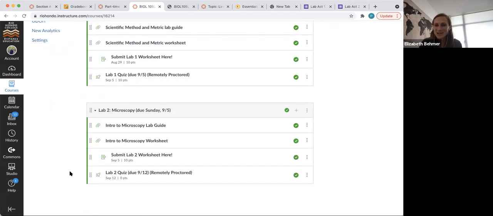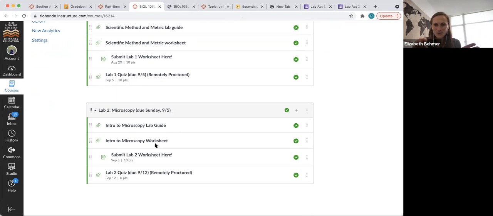Today is all on microscopes. Just like last week, there's a lab guide and a worksheet. If you can open up both at the same time, or go back and forth between the two, your lab guide will guide you through the questions on the worksheet.